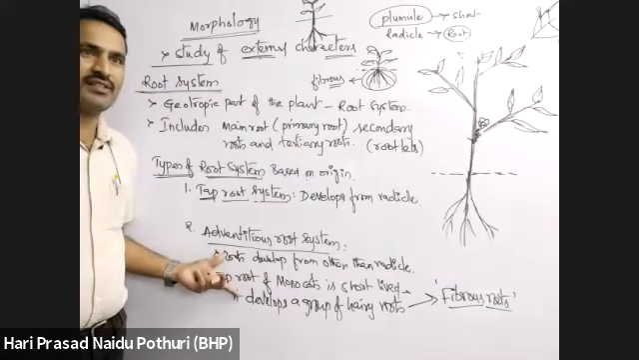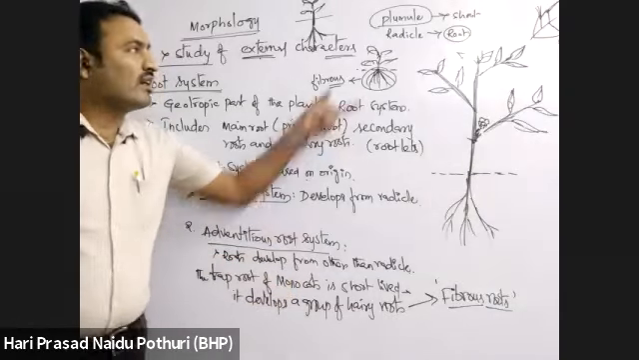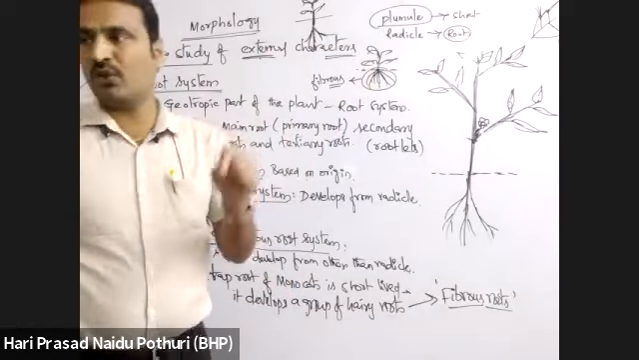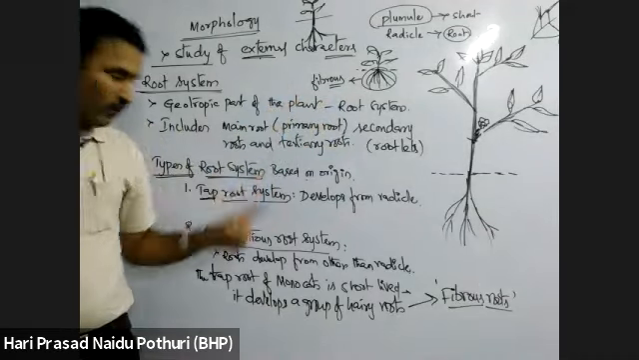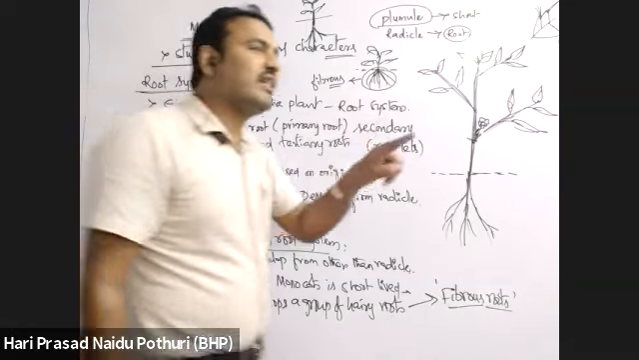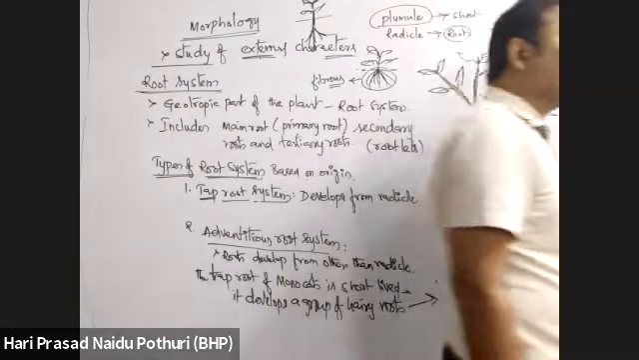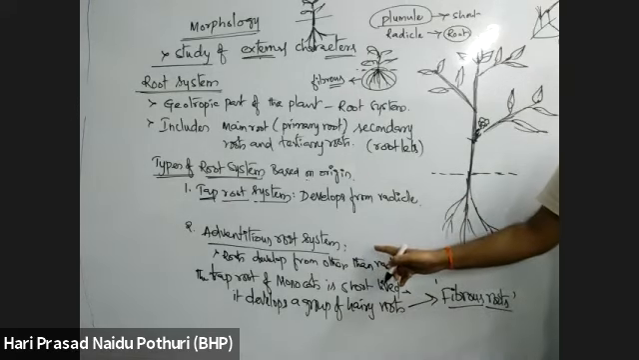There is a difference. Why is it called fibrous? There are a group of hairy roots. That's why it is called fibrous. What is the meaning of adventitious? Adventitious root is one which is developing from other than the radicle. If a root is developing from other than the radicle, that is what adventitious root means.